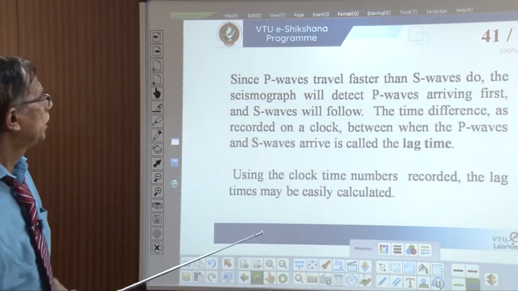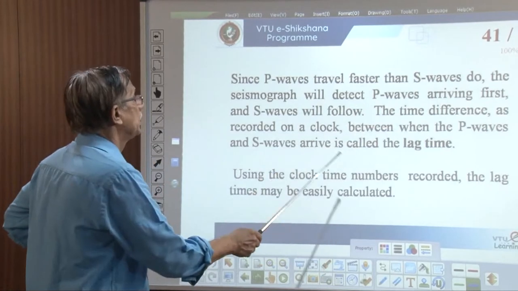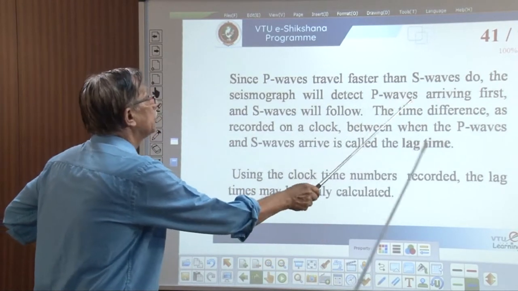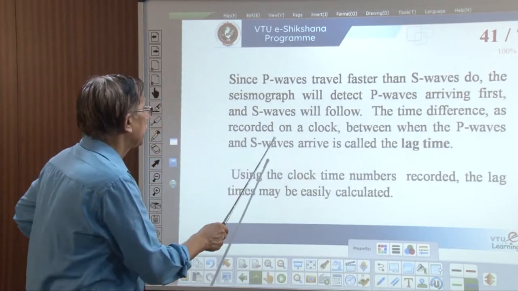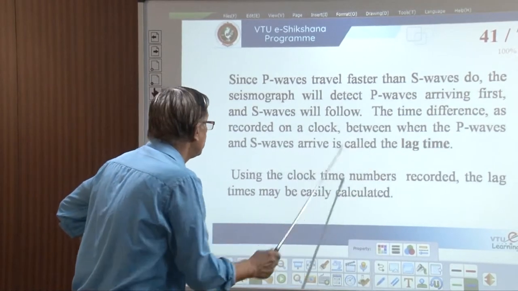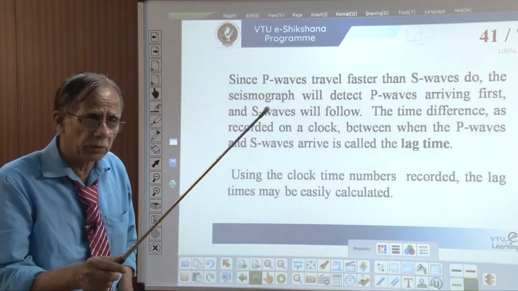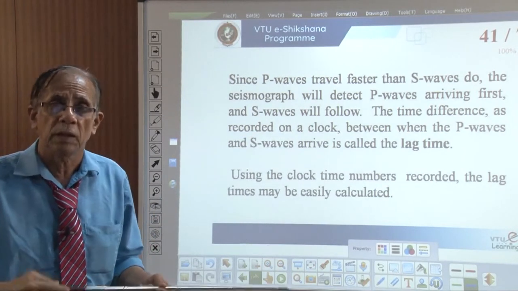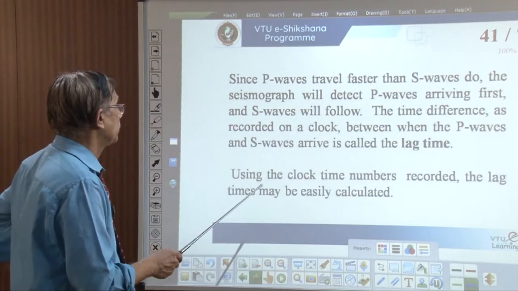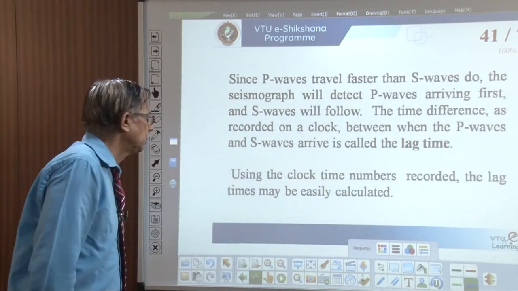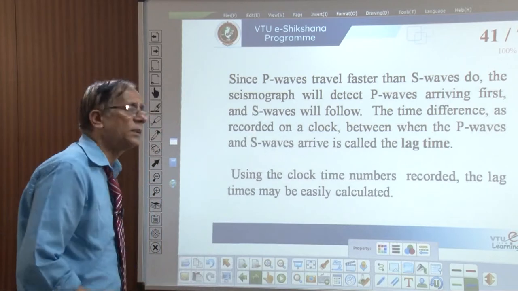Now, we will go into a little more detail on the waves. The P wave, just now we said, travels faster than the S wave. The seismograph will detect P waves arriving first, and S waves will come a little later. The time difference, as recorded on a clock, between when the P wave comes and then the S wave comes is called the lag time. P waves travel with a higher velocity, so they reach a recording station first, then S waves come. The difference in arrival time at the recording station between P and S waves we call the lag time. Using the clock times recorded, the lag time may be easily calculated.